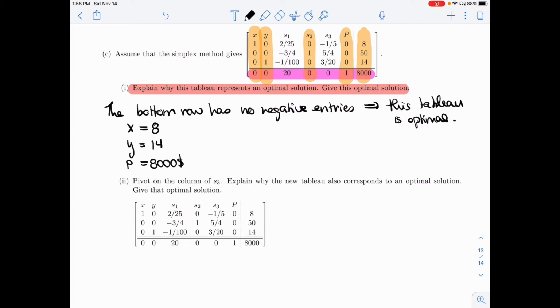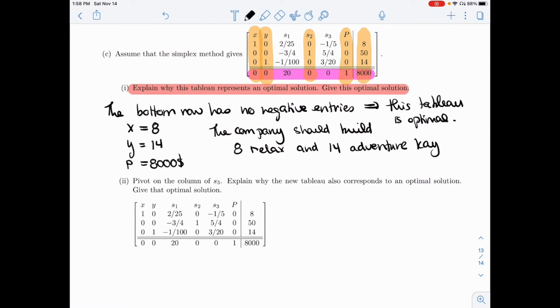So the company should build 8 relax and 14 adventure kayaks for a profit of $8,000. All right, so this is an optimal solution. That's the maximum amount of profit that it can get.